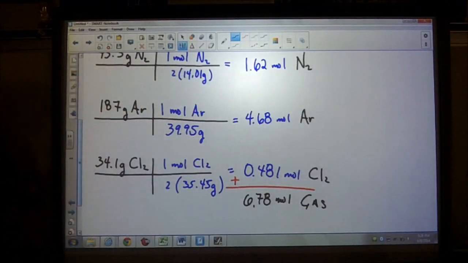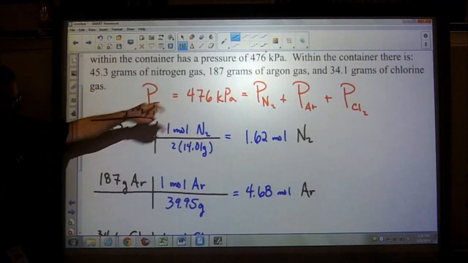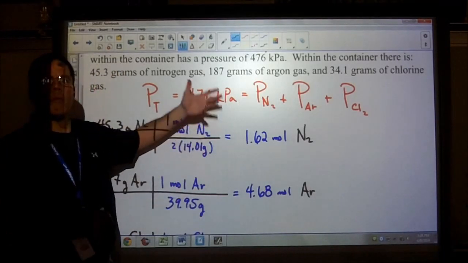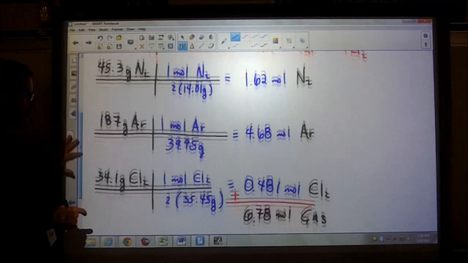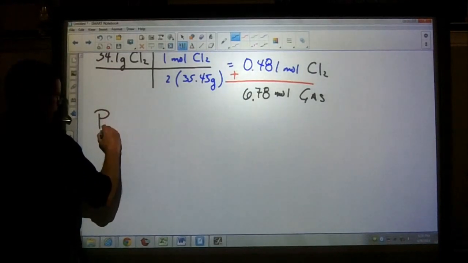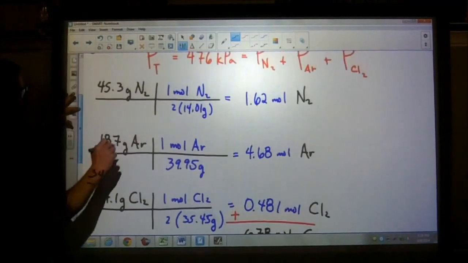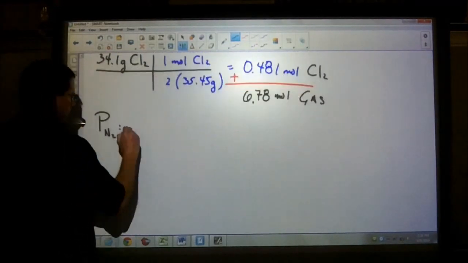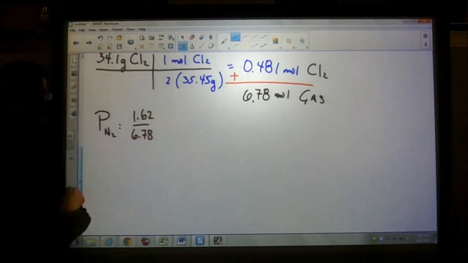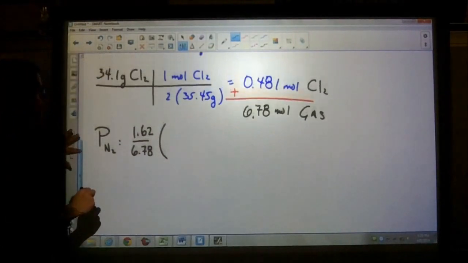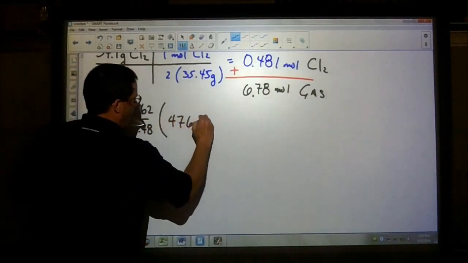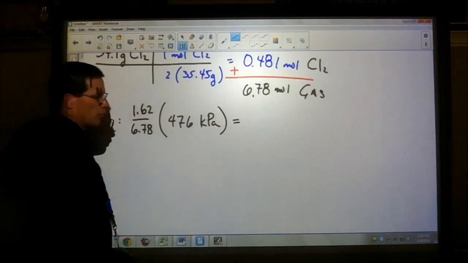Okay? So once I have that, now if I'm going to find the partial pressure for each gas, I have to determine how many moles each of these gases makes up of the whole. So I've already calculated that, so let's do that. To find the partial pressure due to nitrogen, I want to look at this. 1.62 moles of nitrogen makes up the 6.78 moles of gas. I'm going to multiply that value by the total pressure, which is 476 kilopascals. Get an answer, whatever that is.